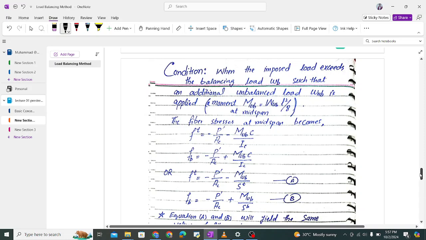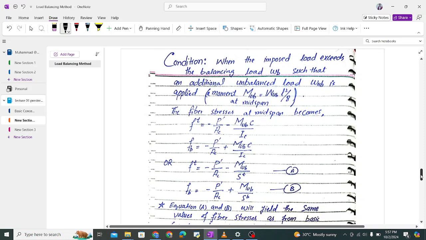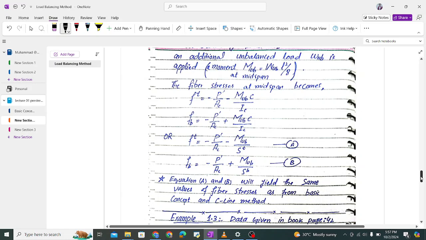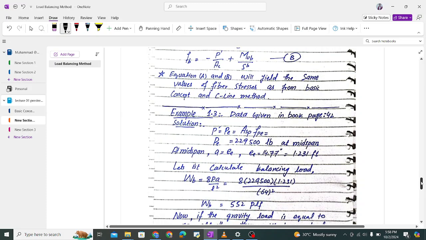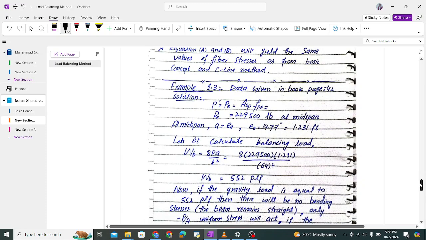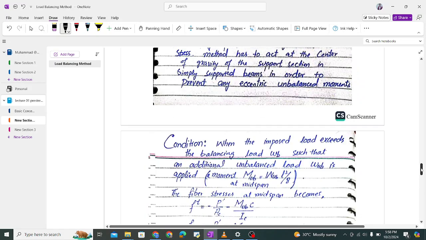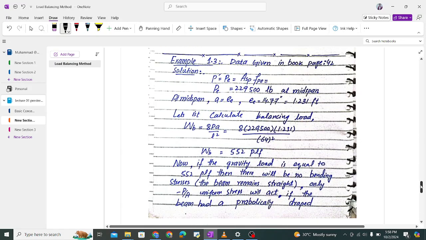So in the stress computing equations, we have to consider this MUB, the unbalanced moment. These are the final equations, and definitely, yes, these equations will yield the same values of fiber stresses as from the basic concept and C-line method. So we will further explain the concept in this numerical problem.